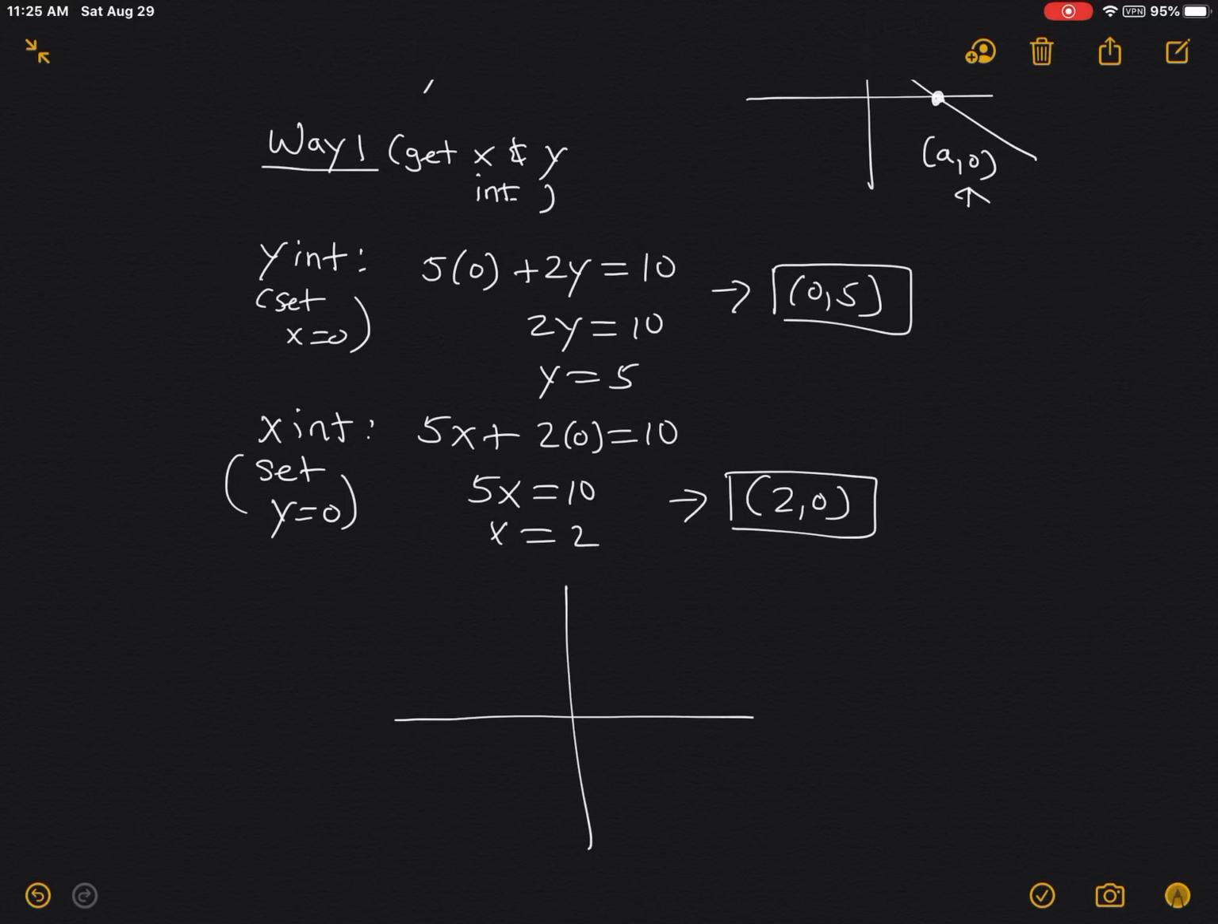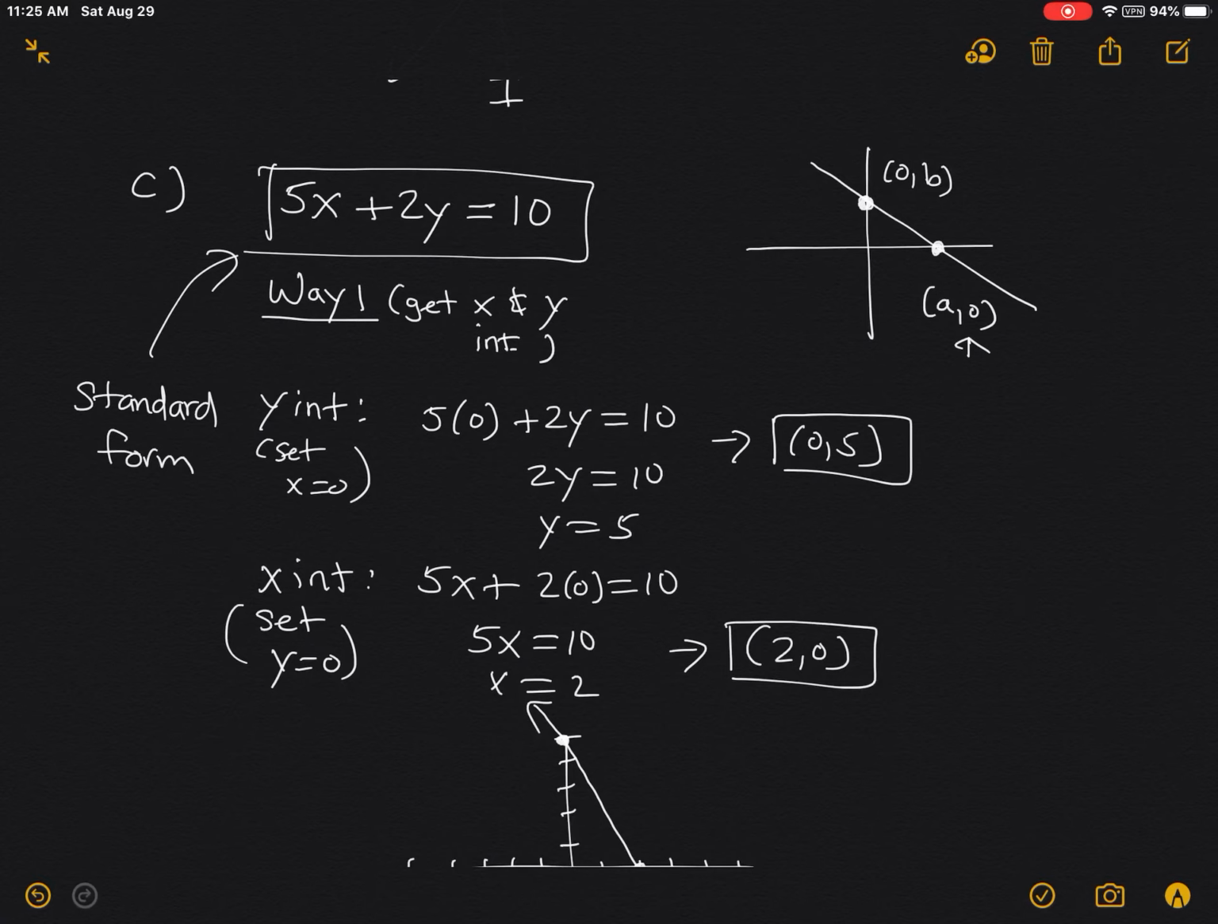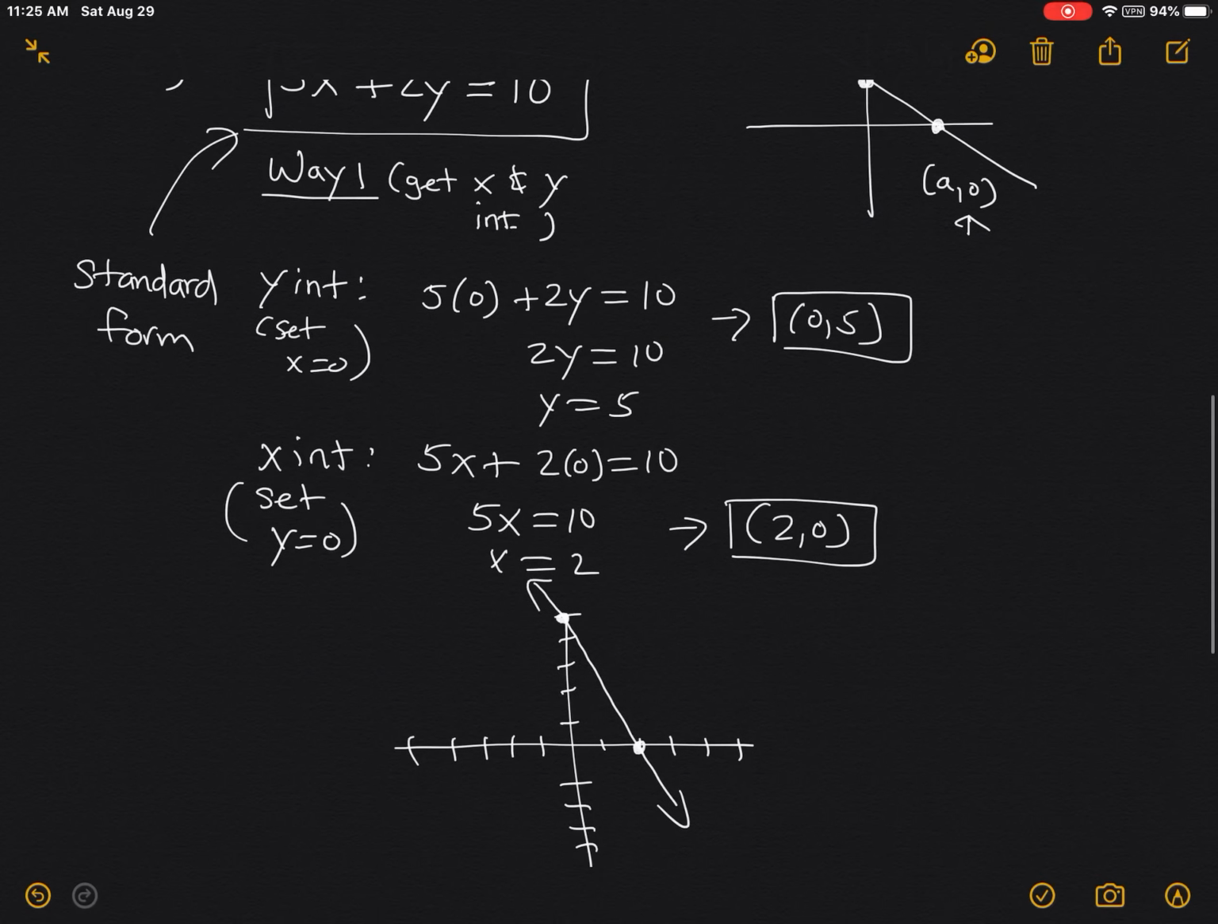I'm not going to draw all the tick marks. Well, I guess I can. 1, 2, 3, 4, 5. 2, 3, 4, 5. 3, 4, 5. Okay, so 2, 0 is right here, 0, 5 right here. Okay, so that's a quick way of graphing a line if it's in standard form, right? This is called standard form. Okay, that's the new form that you may not be familiar with or heard of, but you get introduced to it here in Math 2. Okay, so that's way 1.